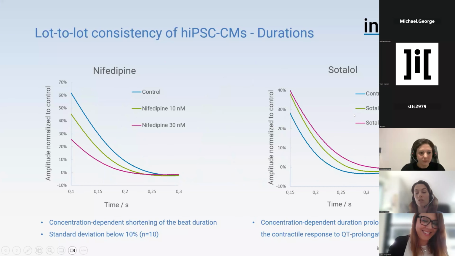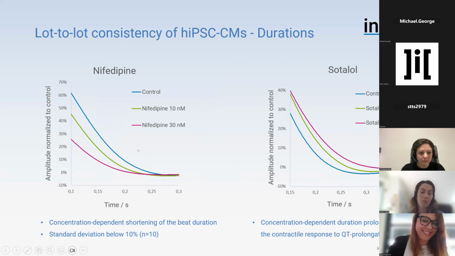And this is just basically a downstroke duration shortcut. So here you can see that we have a concentration-dependent duration prolongation, which is basically representing the contractile response to the QT prolongation.